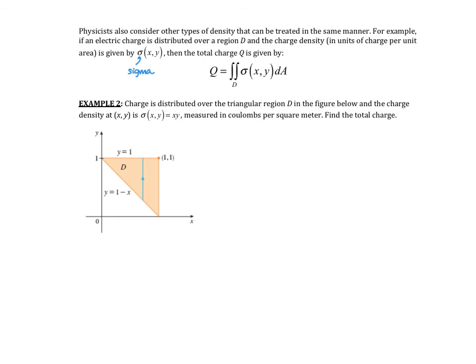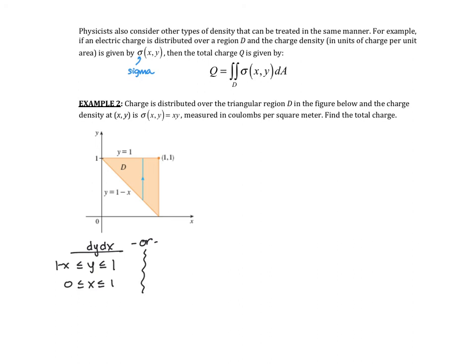Now the way this is set up, the first thing that we want to do is find our region or define our region. So if we look at our region here, and if I were to consider this in terms of dy dx, my region would be the y value, the lowest y value would be 1 minus x, and the highest y value would be 1. And if we consider then the x's, they would go from 0 to 1.